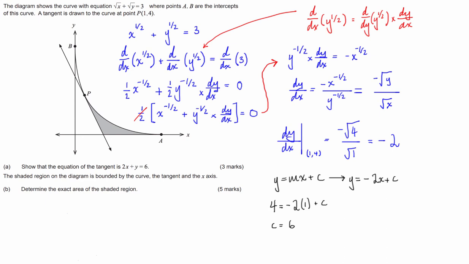So from there, we can write down the equation of our tangent line: y equals negative 2x plus 6. Or if we rearrange this, we can take the 2x to the left-hand side, and that is going to be equal to 2x plus y is equal to 6, which is the solution for our first part, or part A of this problem.